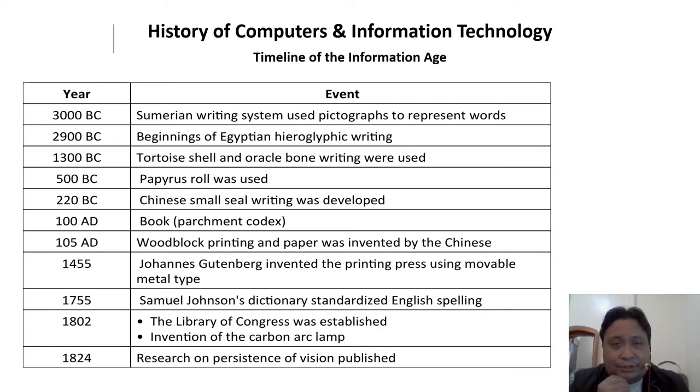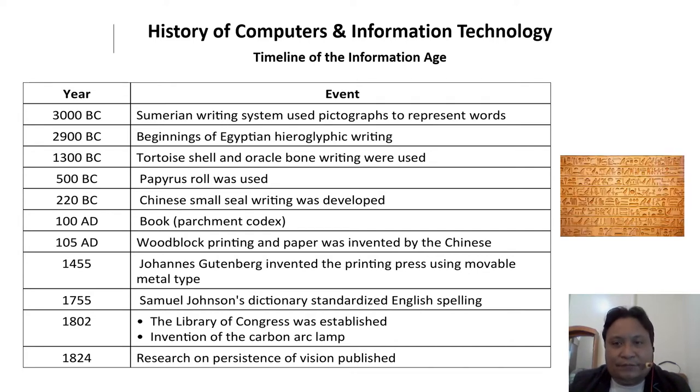With a drawing, you can already represent what word you are trying to convey, what message you're trying to convey. And moreover, in 2900 BC, the Egyptian hieroglyphic writing. And the next ones, the tortoise shell or the oracle bone writing, were used through the use of the turtle, the shell of the turtle.